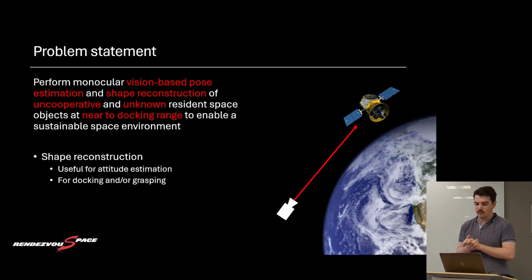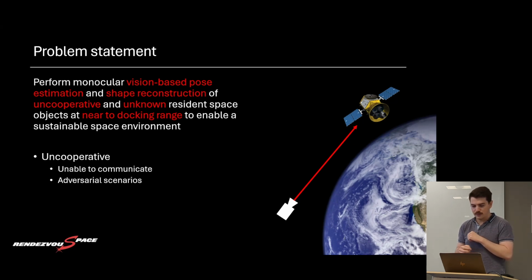But it's really important when we want to go dock and grasp this thing. If we're trying to dock, it's important to know where the docking port is. And if we're trying to grasp it, it's better to grasp it with the main body than it is, for example, with solar panels. So that's the background there.